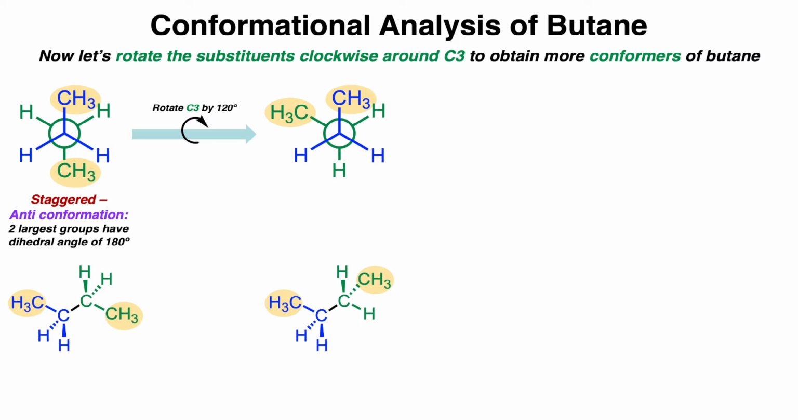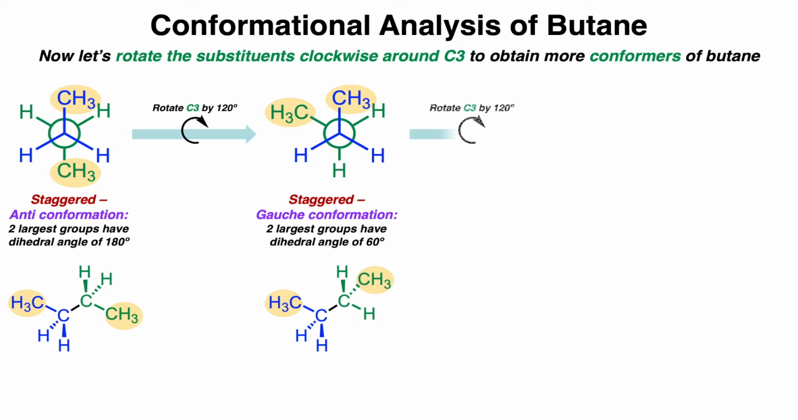So notice how both methyl groups are now adjacent to one another. This is called a gauche conformation, where the two largest groups have a dihedral angle of 60 degrees. And since the methyl group is pointing to the left, that means the methyl group is on a dashed bond, as shown in the molecule below. Now, if we rotate the molecule again by 120 degrees, still keeping the blue C2 substituents in the same spots and only moving the green substituents, then we get the next conformer.